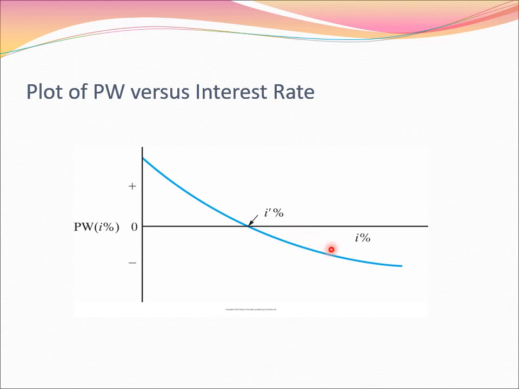The definition of IRR says that it is the interest rate that makes the present worth of the project cash flows equal to 0. So in this graph, we try to find the value of the interest rate which makes this present worth equal to 0, where it intersects the horizontal axis. So this i prime is the IRR, or the internal rate of return.